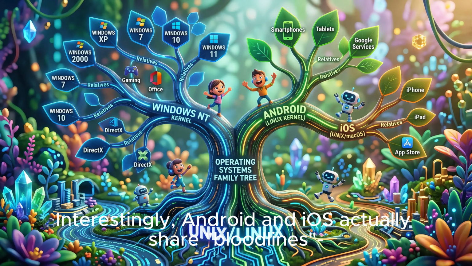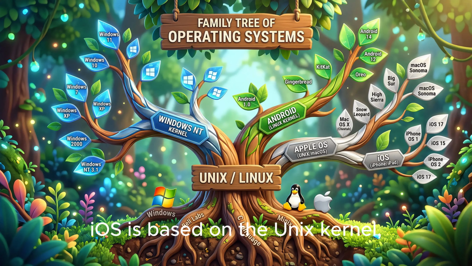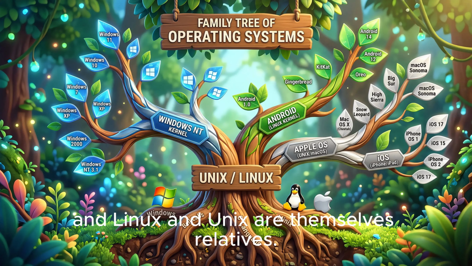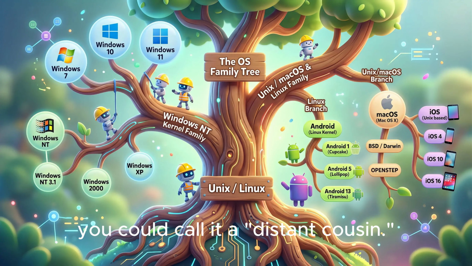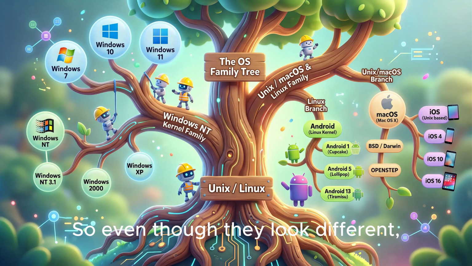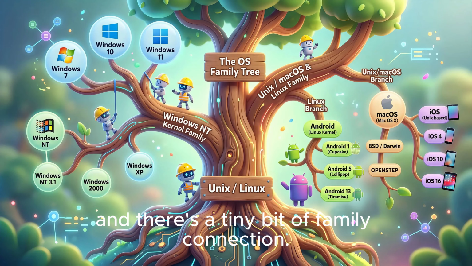Interestingly, Android and iOS actually share bloodlines. Android is based on the Linux kernel, iOS is based on the Unix kernel, and Linux and Unix are themselves relatives. Windows? It uses its own independently developed NT kernel. You could call it a distant cousin. So even though they look different, go back a few generations and there's a tiny bit of family connection.